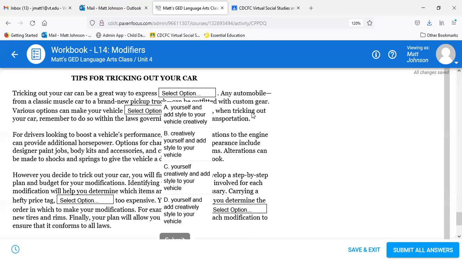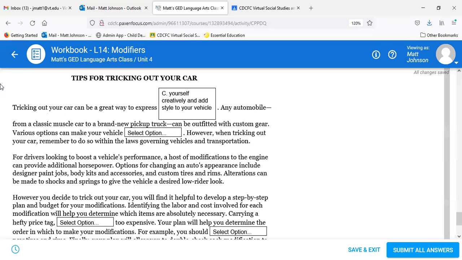Sorry. You say C? Yeah. Okay. All right. So tricking out your car can be a great way to express yourself creatively and add style to your vehicle. All right. So there, creatively is our modifier. Yourself creatively. Tricking out your car, right? Tricking out is your verb, basically. Tricking out your car can be a great way to express yourself, the object, creatively, our modifier. So C.